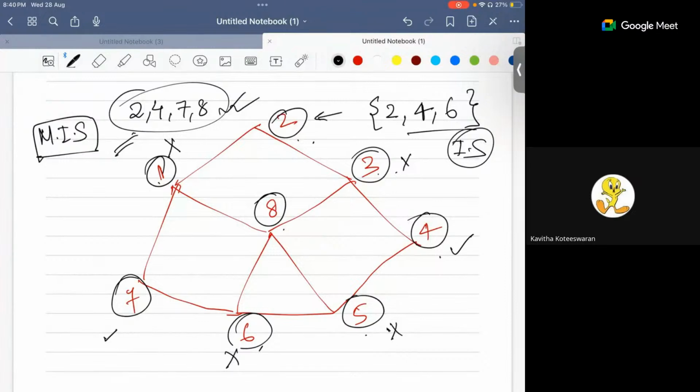Okay. Is it clear to everyone? Yes. And what can be the minimum vertex cover? Just take the complement of this. That will be your minimum vertex cover.